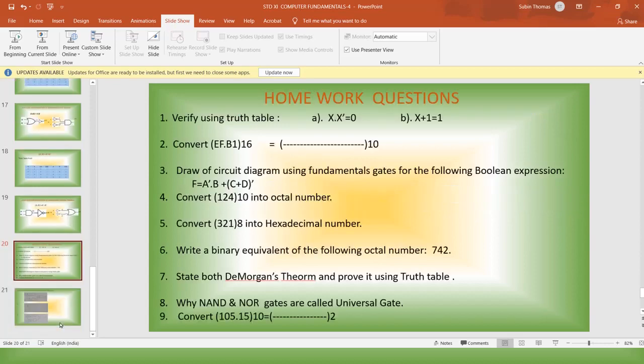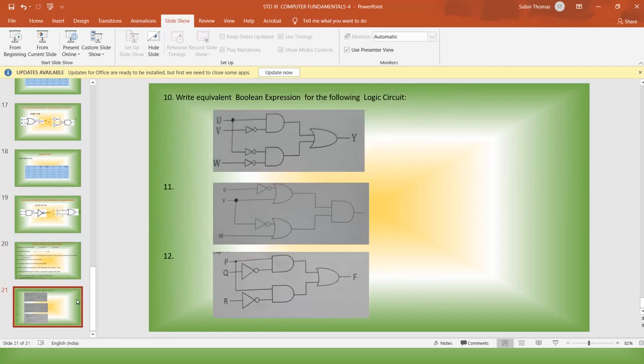Now I have prepared a few homework questions. After completing the notes, at the end you write out these questions, and each one you have to do in your notebook. Write each question, and after each question write the answer also. So complete that homework. One more page is there. This is the second page.